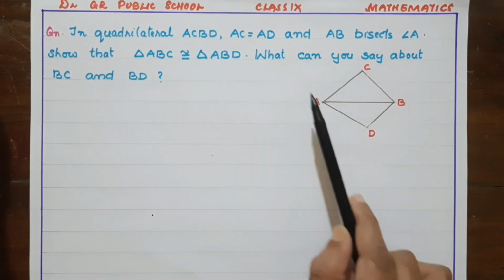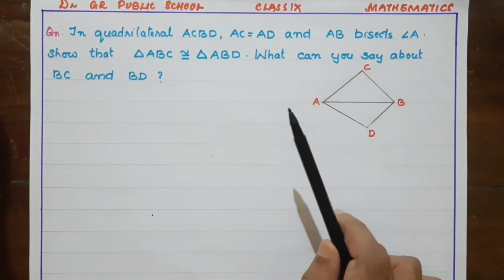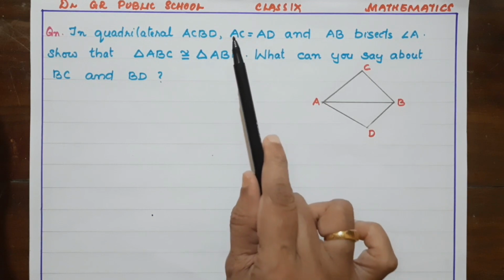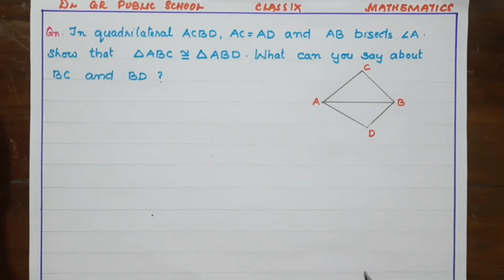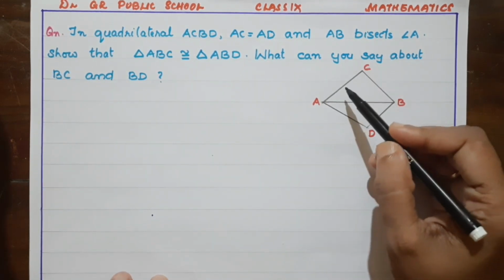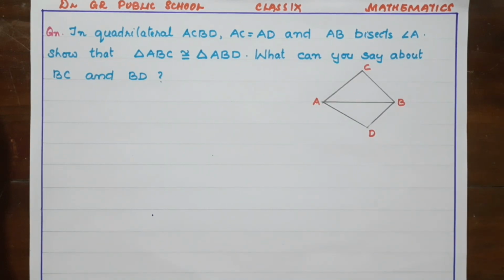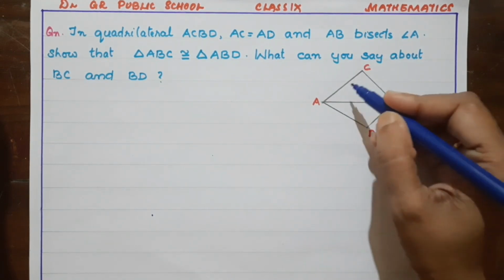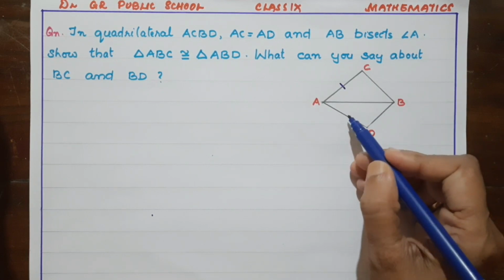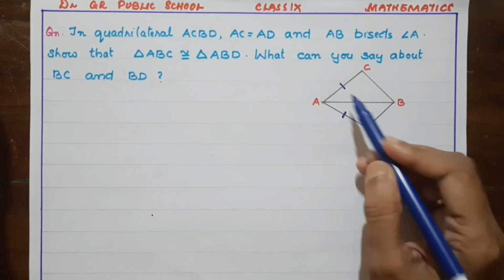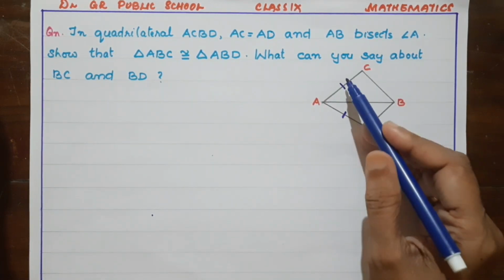It is a quadrilateral. ACBD is a quadrilateral, and what is given? AC equal to AD. So here we have AC equal to AD. These two sides are equal.